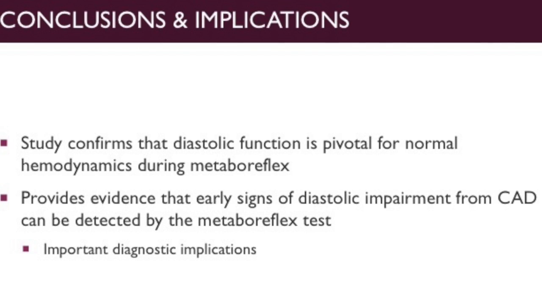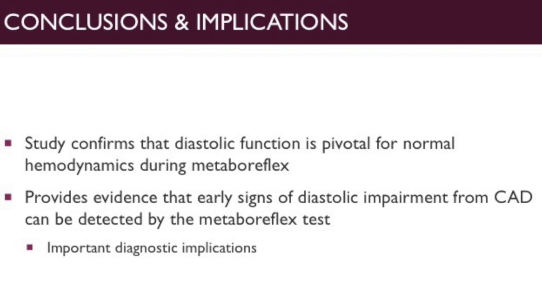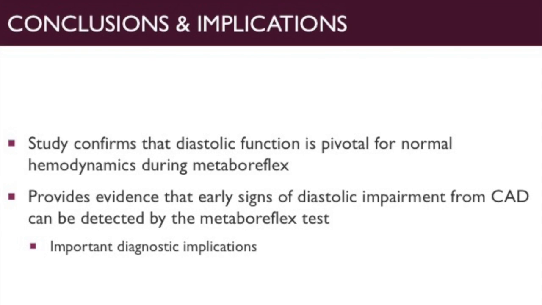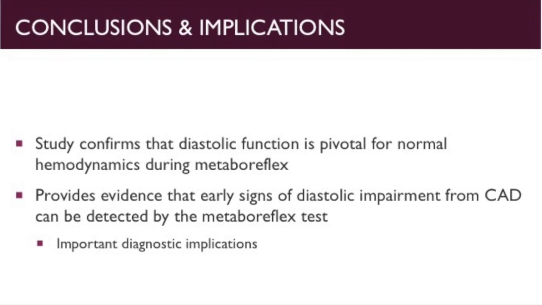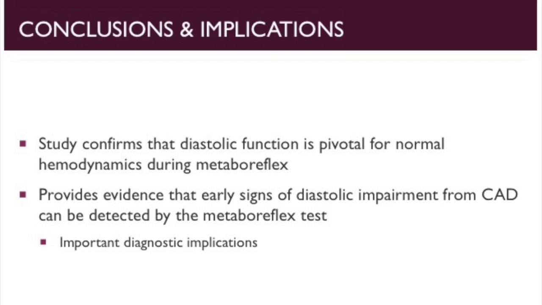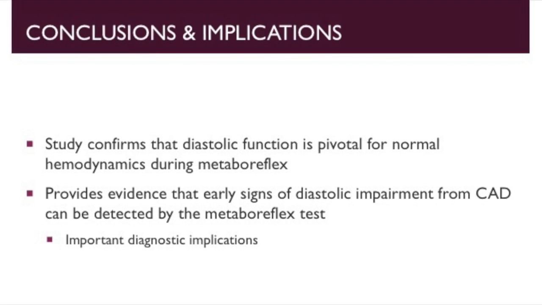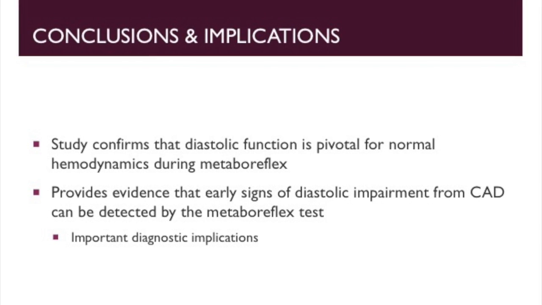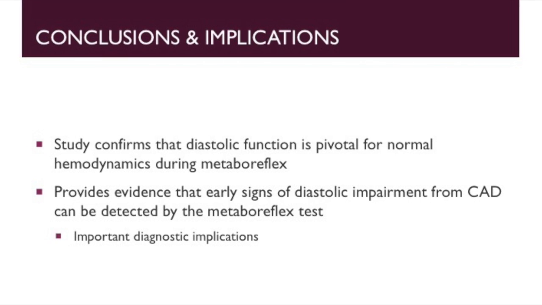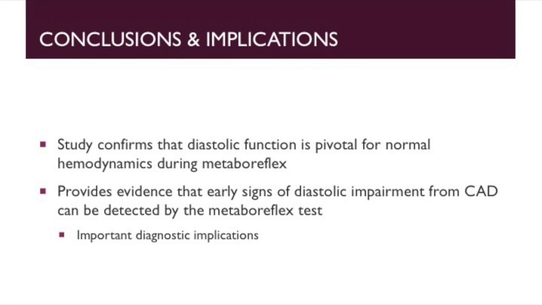Overall, this study confirms that diastolic function is pivotal for normal hemodynamics during the metaboreflex within the heart. If the diastolic function is not working properly, it is likely that the hemodynamics will be affected, and therefore the overall heart function will also be affected. This study also provides evidence that early signs of diastolic impairment from coronary artery disease can be detected by the metaboreflex test, which has important diagnostic implications, since we now believe that using this test, along with the PEMI test, can help indicate whether a person has issues with diastolic function that will lead to further heart problems.